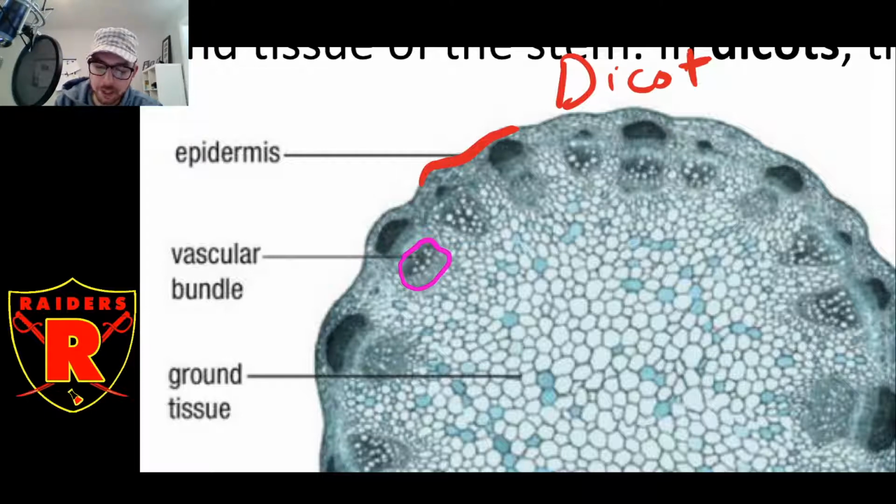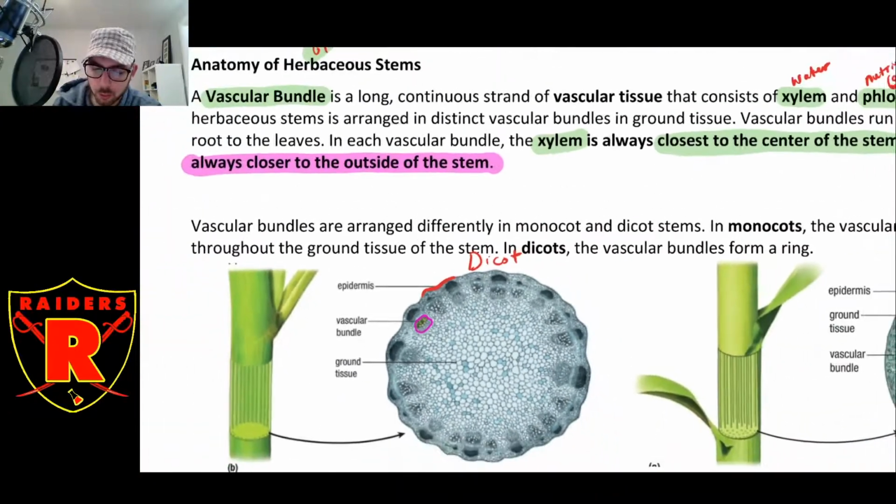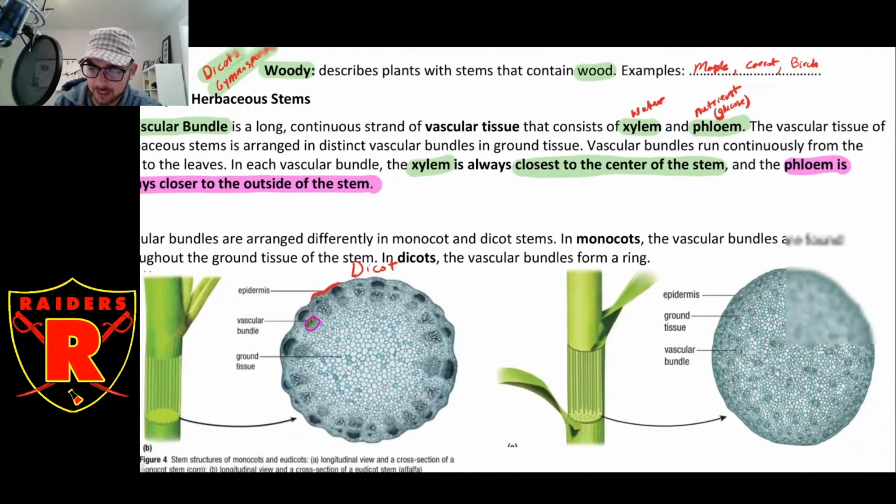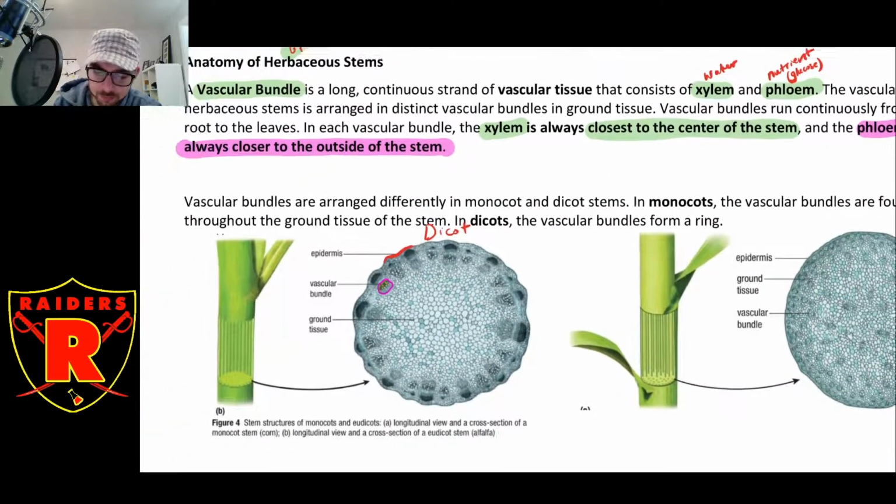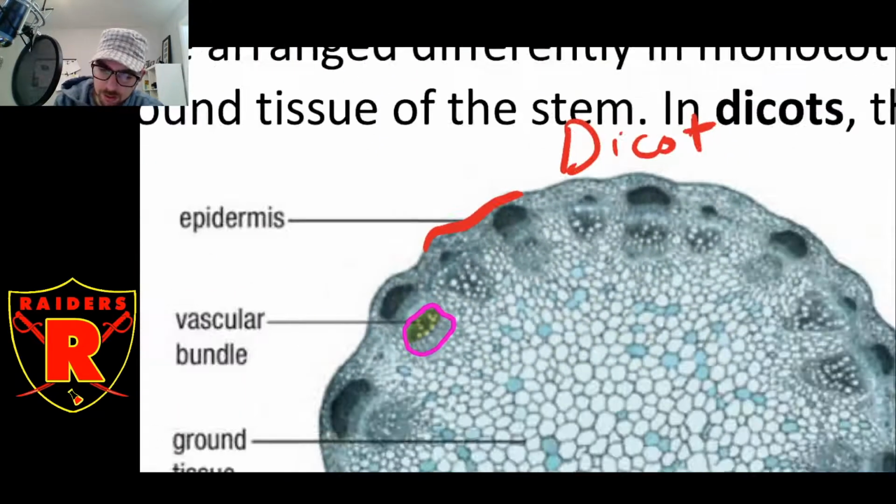And then on the outside of the vascular bundle, there's... Oh, that's going to be too big. Let's try this. Why did I use blue? That's hardly even visible here. Let's use orange. On the outside of the vascular bundle, so towards the outside of the stem, that's going to be the phloem. So I'll add that in here.